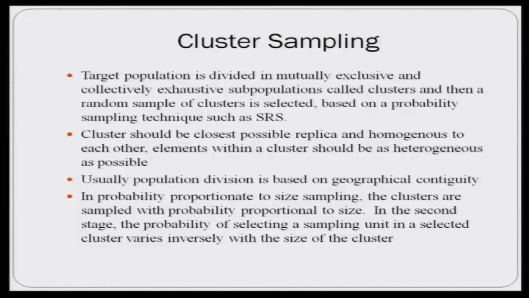Usually population division is based on geographical contiguity, and in that case you will find proportionate to size sampling. The clusters are sampled with probability proportional to size. In the second stage, the probability of selecting a sampling unit in a selected cluster varies inversely with the size of the cluster. This is the guideline for cluster sampling.